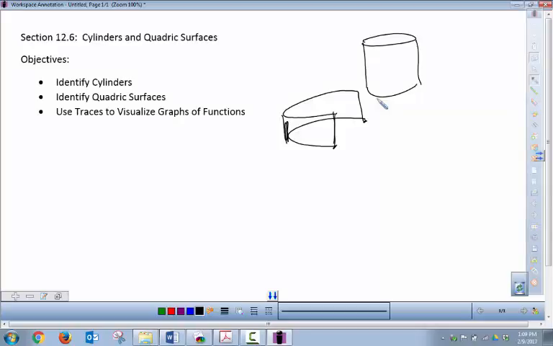So these are examples of cylinders, and if you had a 3D graphing program like I have, you could take a look at a graph of x squared plus y squared is equal to 1 in 3 dimensions, and you won't see a circle, you'll actually see a cylinder. You can also look at a graph of y is equal to x squared in 3 dimensions, and you won't see a parabola, you'll see a cylinder.